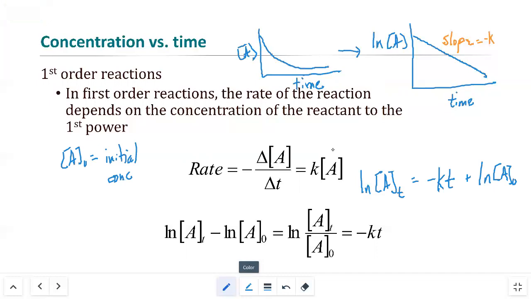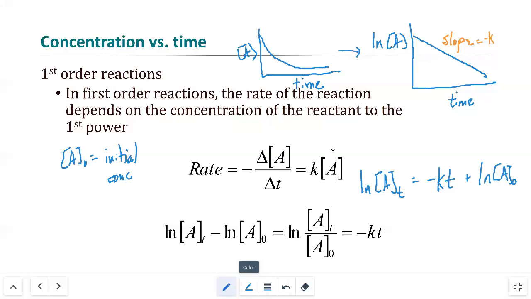So A at time 0, that's our initial concentration. And again, just like with the method of inspection, the method of initial rates, initial concentrations are what we're going to start with. It's the easiest thing for us to measure because we know how much we started with when we put the stuff together.